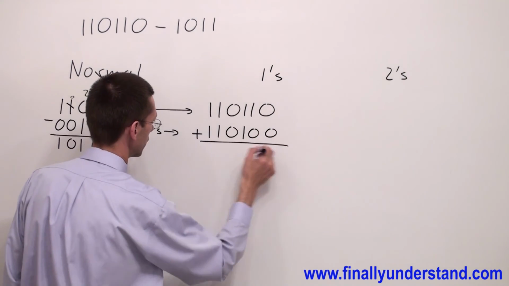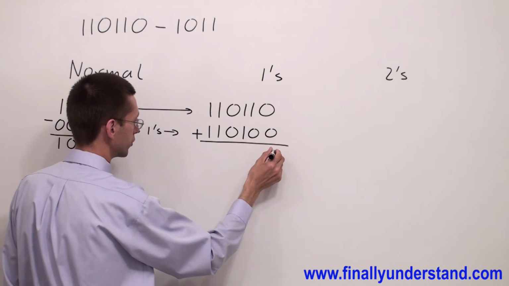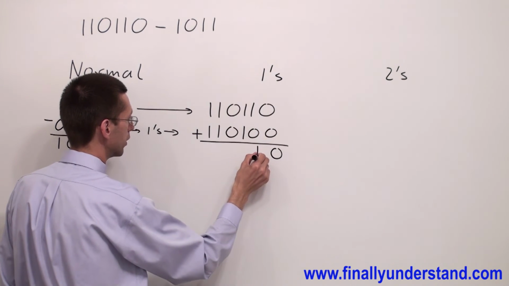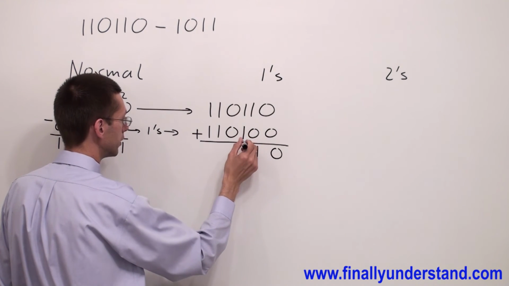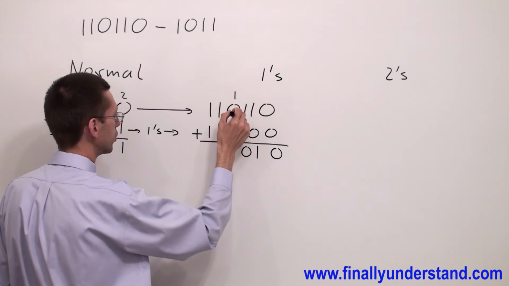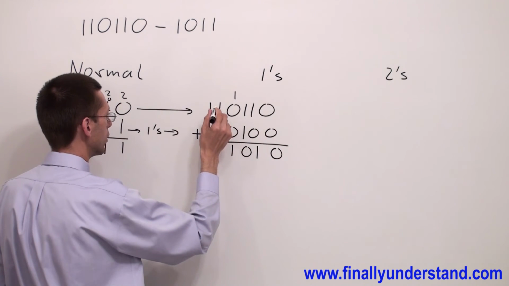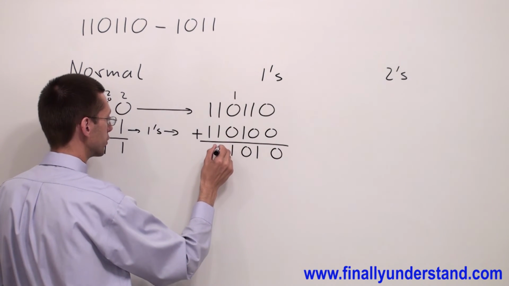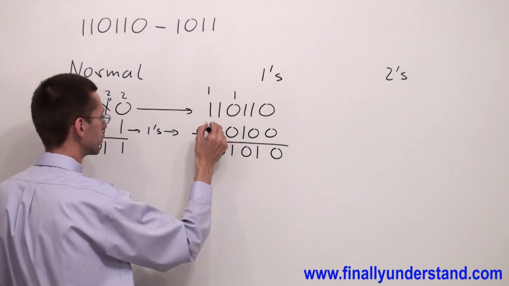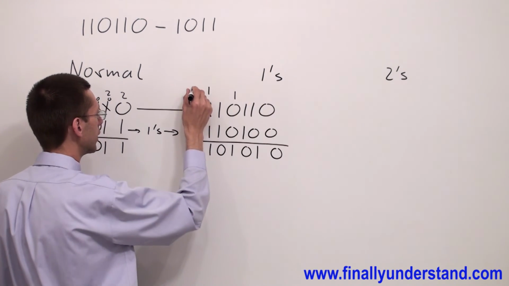Next, we're supposed to perform the addition. We have 0 plus 0 gives me 0. 1 plus 0 gives me 1. 1 plus 1 is 2, write 0 and carry of 1. 1 plus 0 plus 0 is 1. 1 plus 1 gives me 2 and carry of 1. 1 plus 1 plus 1 is 3. That's why I write 1 and carry of 1.